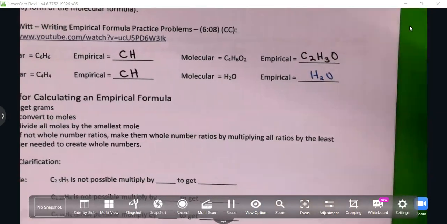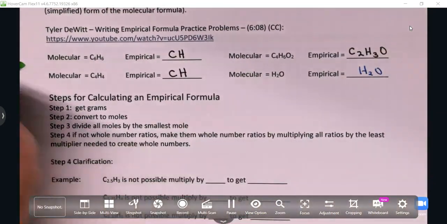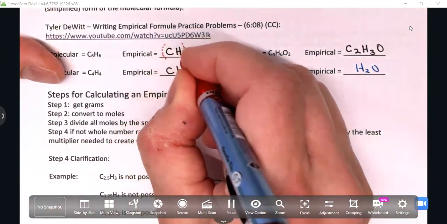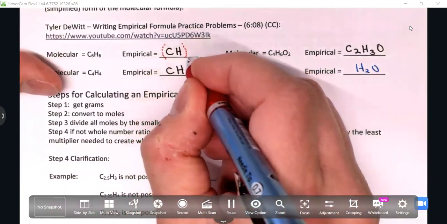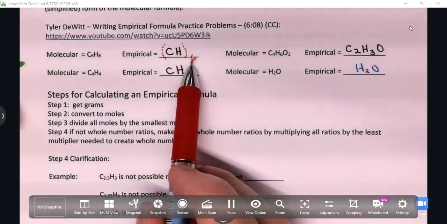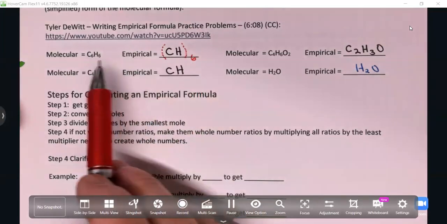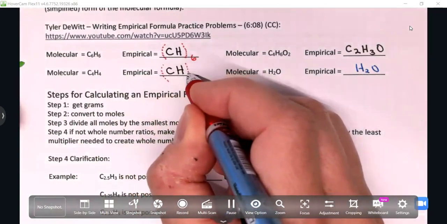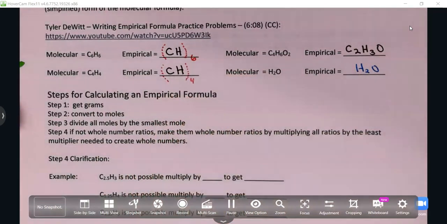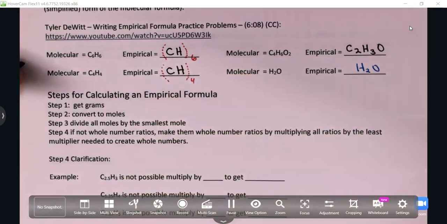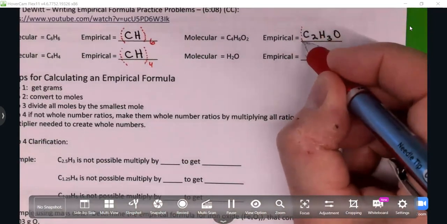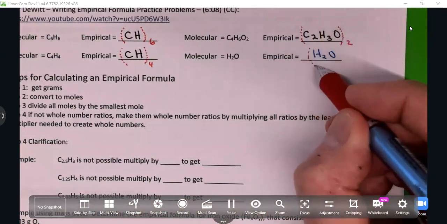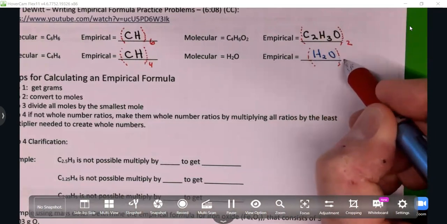Now, another way to look at that, and here's what we do coming up: it was a 6 that we divided by, right? I'll just put the empirical formula here. It was a 4, right? And here, 2. And here, 1.